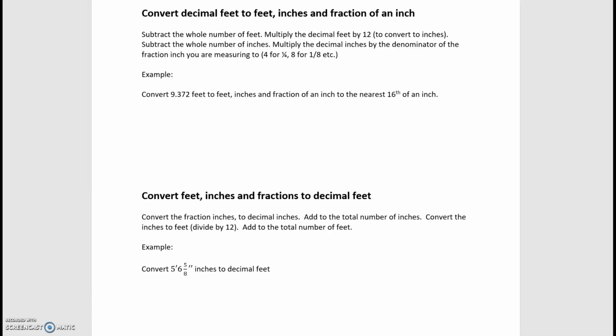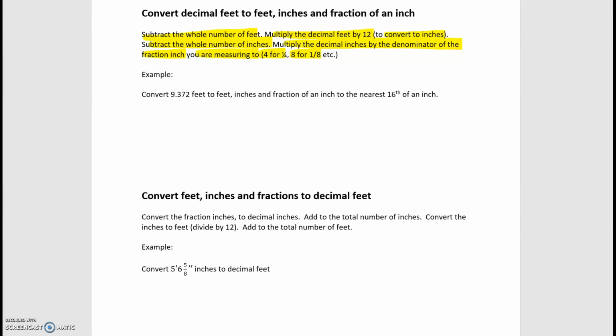Trades applications, converting decimal feet to feet, inches, and fractions of an inch. Instructions: subtract the whole number of feet, multiply the decimal feet by 12, because you want to convert to inches, subtract the whole number of inches, then multiply the decimal inches by the denominator of the fraction inch you are measuring, meaning 4 for quarter of an inch, 8 for an eighth of an inch, etc.